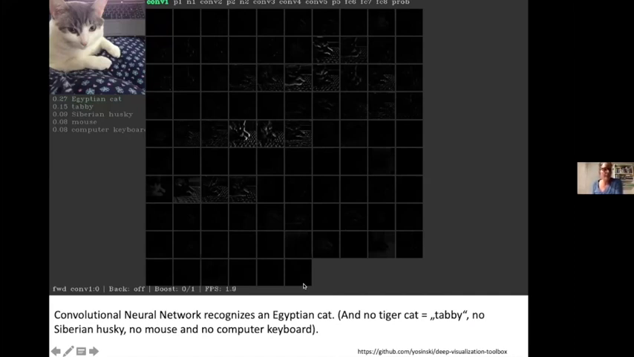For example, here you can see this neural network, a convolutional neural network. It recognizes an Egyptian cat with 0.27 and not so much a tabby or a Siberian husky, and it's also not a mouse or a computer keyboard. And this is actually what the neural networks can do today.